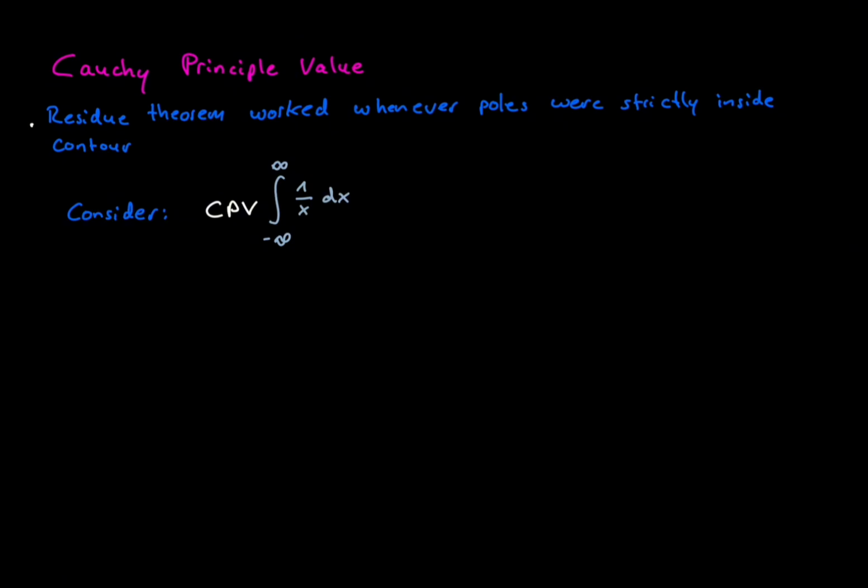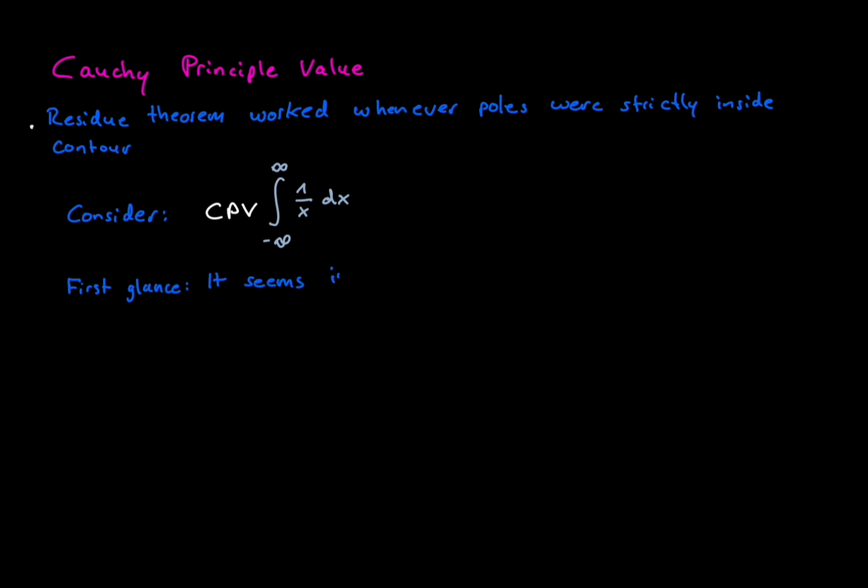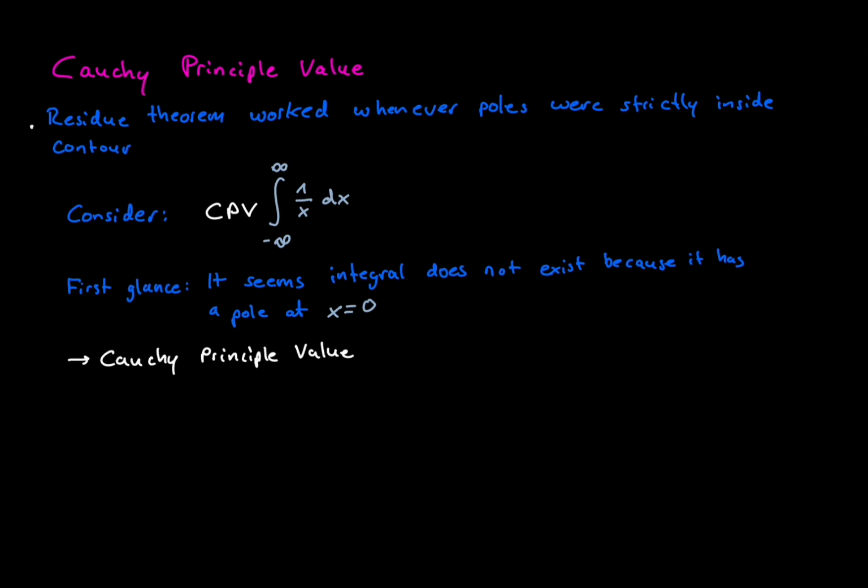Consider the integral, CPV, integral from minus infinity to infinity of 1 over x dx. At first sight, this integral does not exist. Why? Because the function 1 over x has a pole at x equals 0, and we would be integrating directly through the singularity. So instead of integrating through 0, we approach the pole symmetrically from both sides.